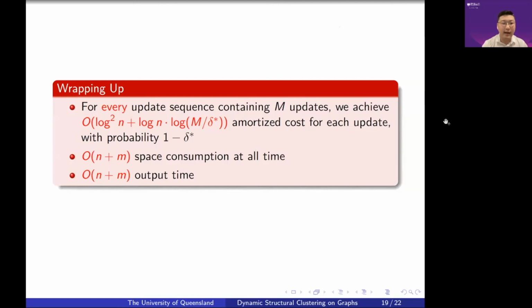Putting the above techniques together, we have achieved the following results. For every update sequence containing big M updates, we achieve this amortized cost for each update with probability 1 minus delta star. And if big M equals n to the power of some constant, we can achieve indeed O(log n to the power of 2) amortized cost with high probability. At all times, our data structure requires O(n plus m) space consumption, and we can output the structural clustering result in O(n plus m) time.